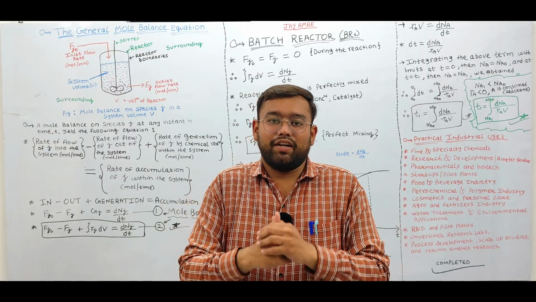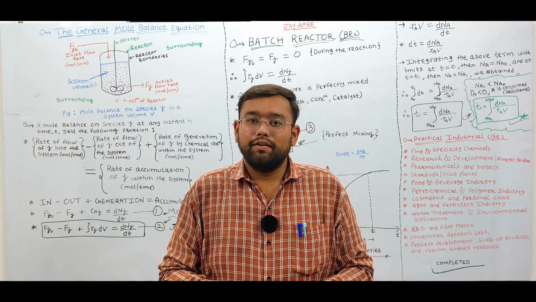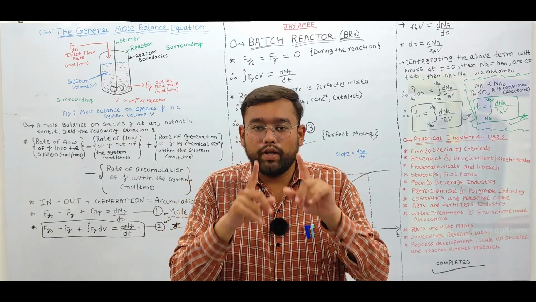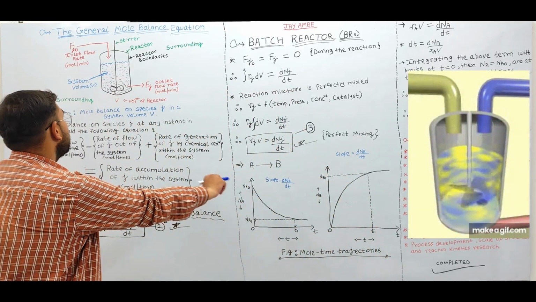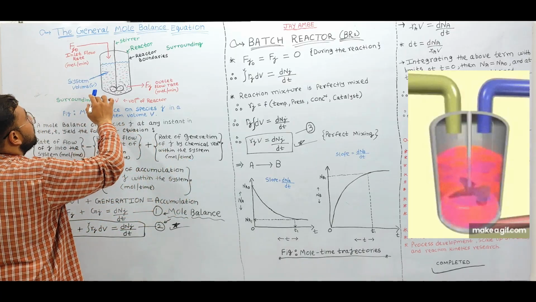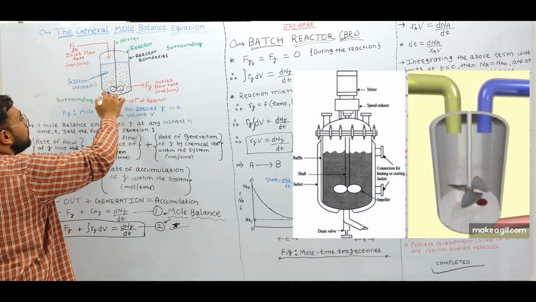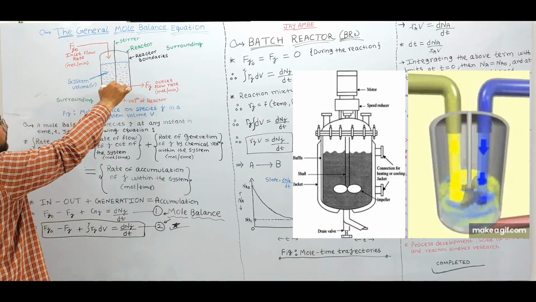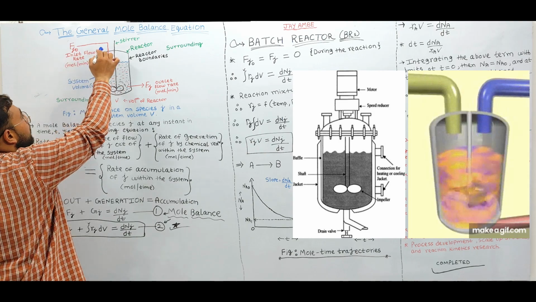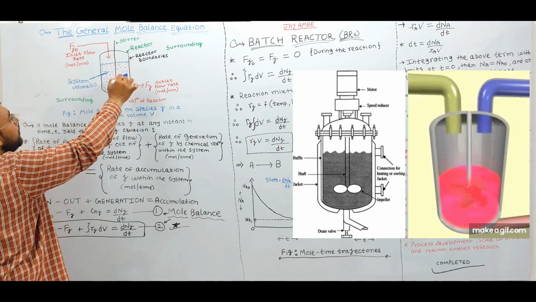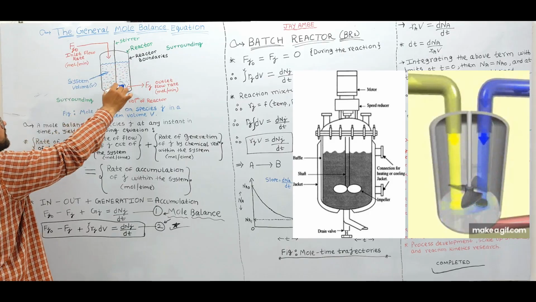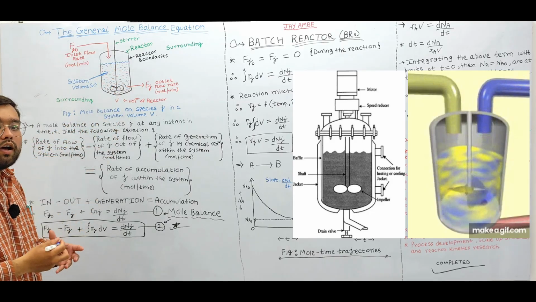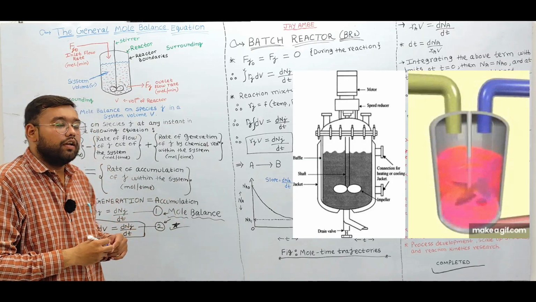So let's get started. First of all, we can define the batch reactor as a closed vessel in which the reactants are fed into the reactor. The reactants are charged into the reactor, into the reaction environment.